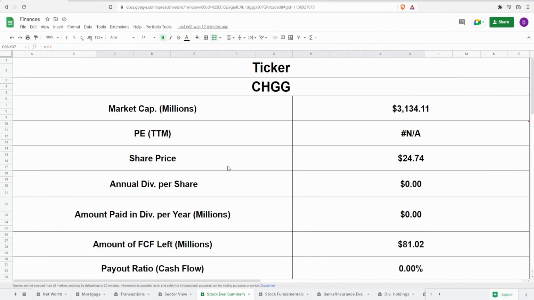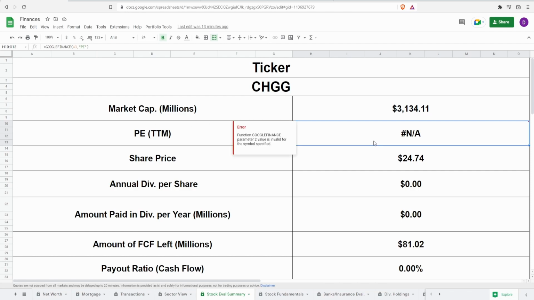We're going to jump right into the calculator, guys. Chegg does not pay out a dividend, so we're going to just analyze the numbers. Ticker symbol of CHGG, market cap of $3 billion, PE of NA. Now, if you saw my Tesla video, you probably know that I fixed the calculator to address the issue that we could not analyze companies when they have NA as a PE, and also companies that have negative cash flow as well. Now we can actually do that.